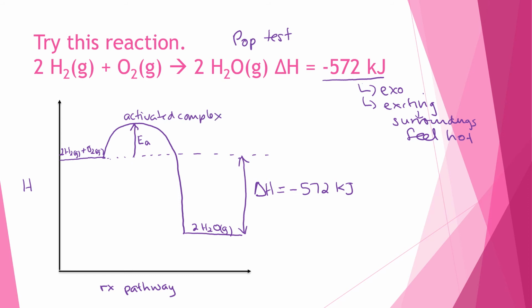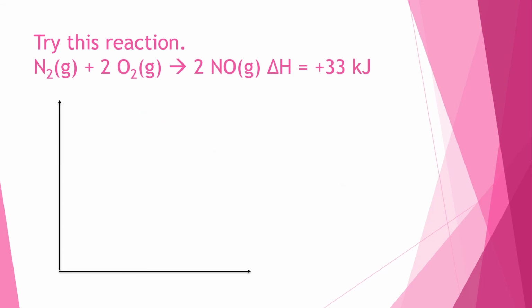Let's try another example. In this particular reaction, we have nitrogen gas reacting with oxygen gas to give 2 nitrous oxides. The change of H is positive 33 kilojoules. So this is telling us that it is an endothermic reaction, which means energy is entering. This will leave the surroundings feeling cold.